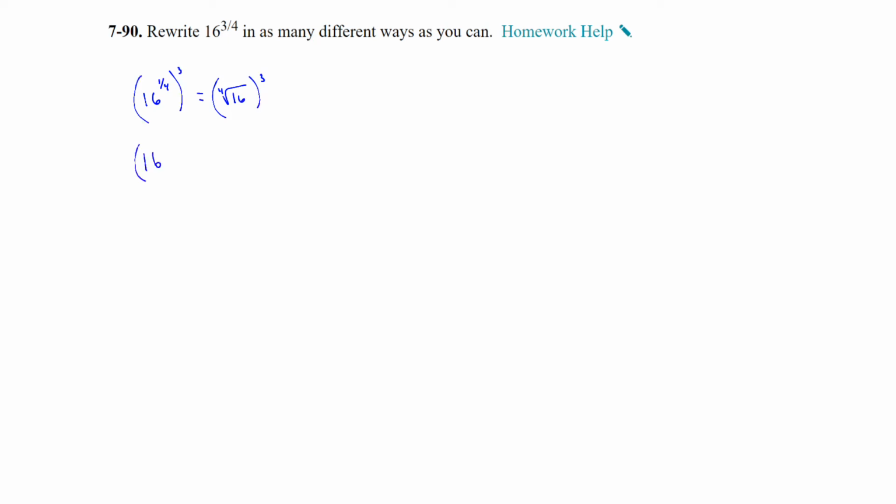You could also rewrite this as 16 cubed and then raised to the 1/4, just switching the order of the powers. Now this would be the fourth root of 16 to the third power. So there's a couple ways to do that. We actually could take the top one, I'm going to rewrite that down here. This would be the fourth root of 16 cubed. The fourth root of 16 is 2, because 2 to the fourth power is 16, so this would be 2 cubed. And then you could take that a step farther, and 2 cubed is 8. So there's a couple different ways you could write that. I might be missing some as well, but a couple different options there on that one.